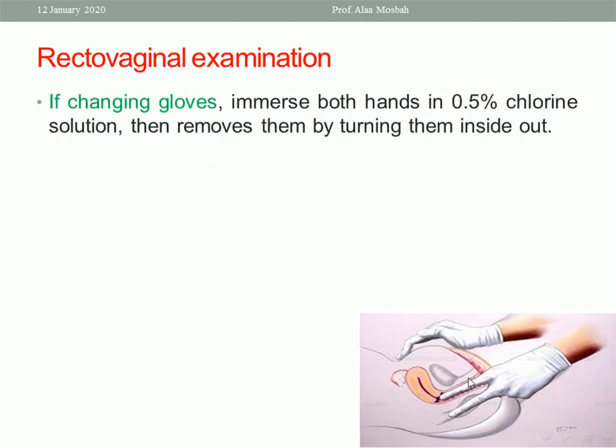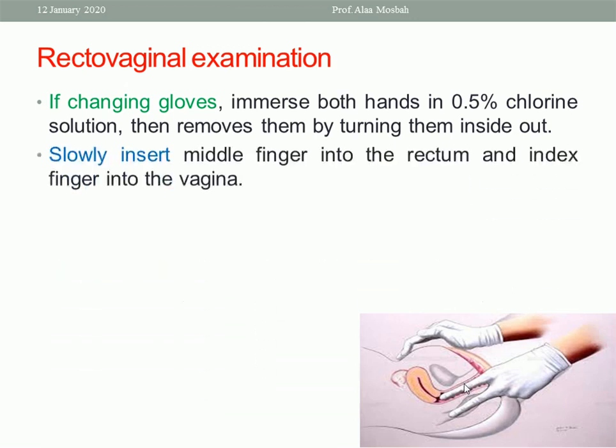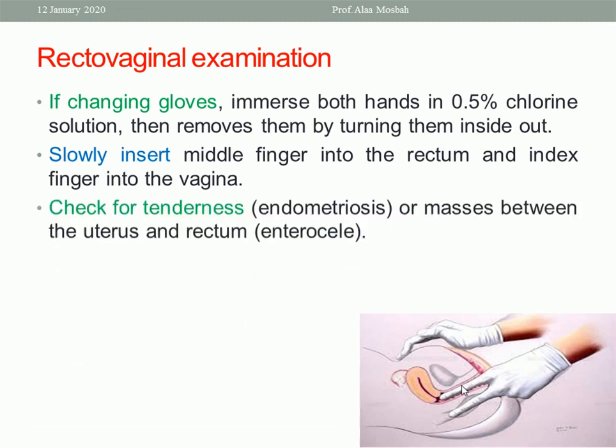If changing gloves, immerse both hands in 0.5% chlorine solution. Then remove them by turning them inside out. Then wear another sterile glove. Slowly insert the middle finger into the rectum and the index finger into the vagina. Check for tenderness, as in cases with endometriosis in the rectovaginal septum, or masses between the uterus and the rectum, as in enterocele.